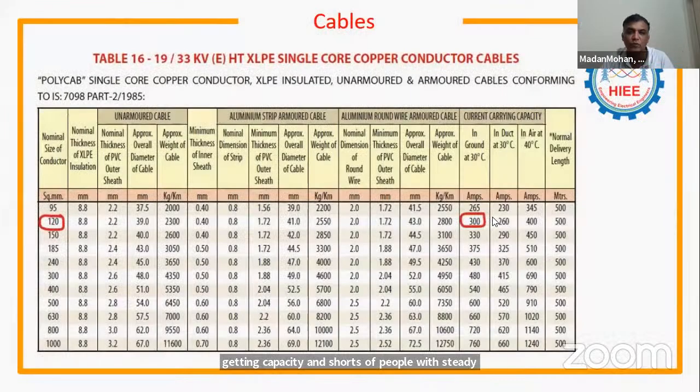The next step is to check the voltage drop. Here, this is the nominal size of the conductor. 120 square mm can withstand 300 amps when you are laying the cable in ground.